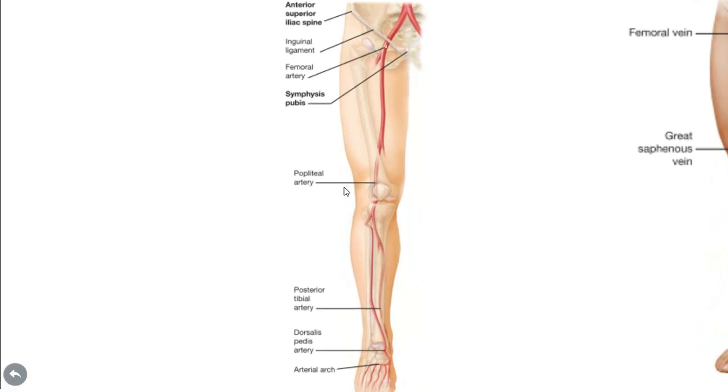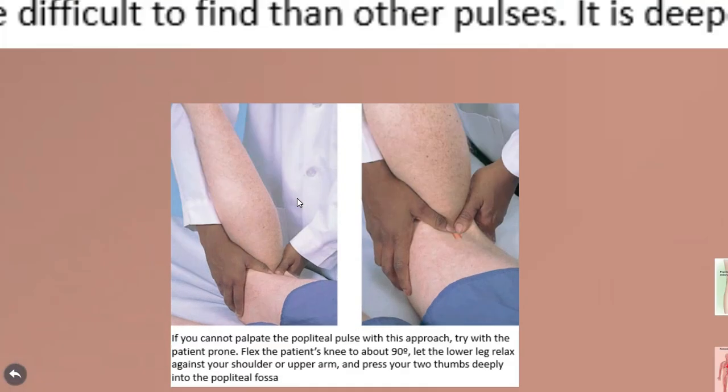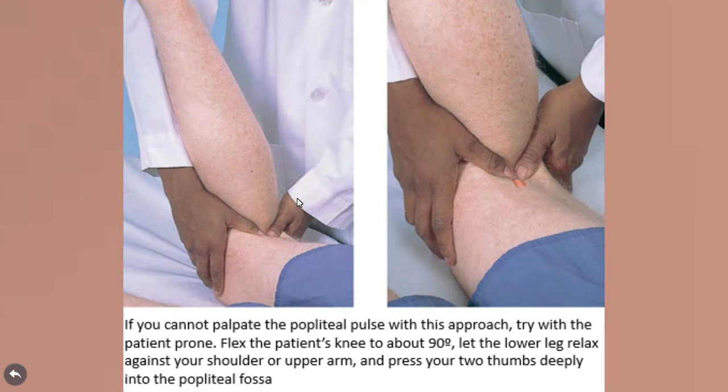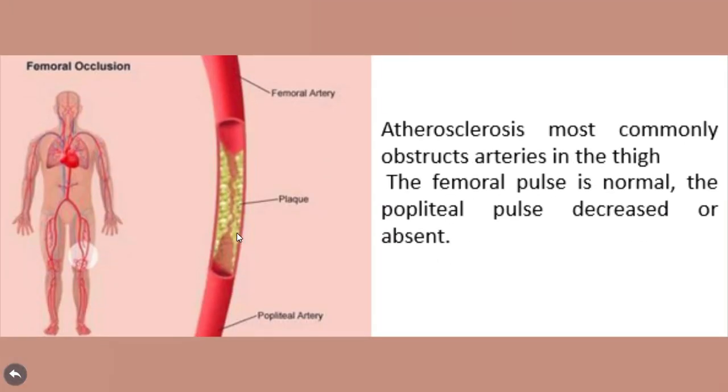And the next artery is the popliteal artery. The patient's knee should be somewhat flexed, and it is appreciated at the popliteal fossa, but sometimes it's difficult. Yet you can do this: let the patient lie in prone position and flex the knee to about 90 degrees. Same with the femoral artery, an exaggerated pulse suggests a popliteal artery aneurysm.